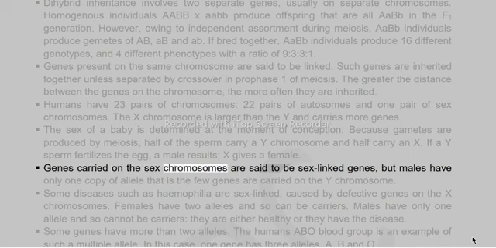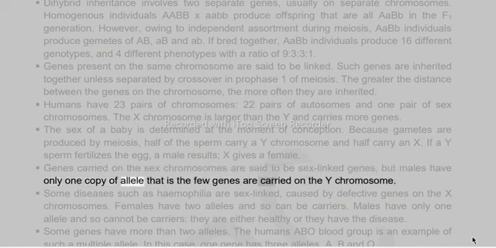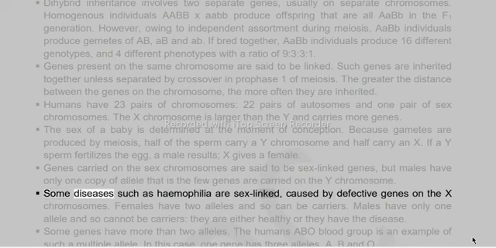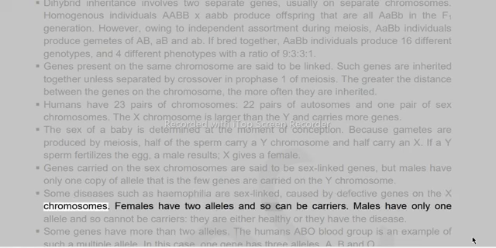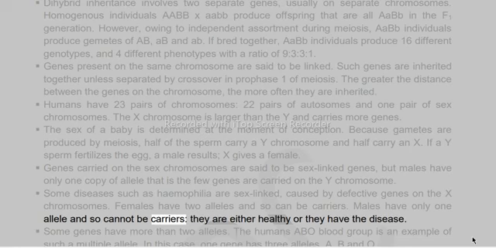Genes carried on the sex chromosomes are said to be sex-linked genes, but males have only one copy of the allele, that is, few genes are carried on the Y chromosome. Some diseases such as hemophilia are sex-linked, caused by defective genes on the X chromosomes. Females have two alleles and so can be carriers. Males have only one allele and so cannot be carriers.